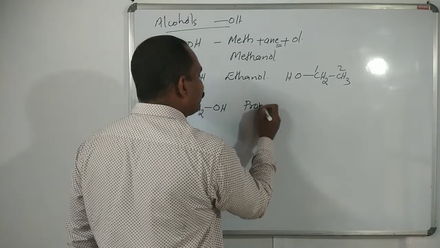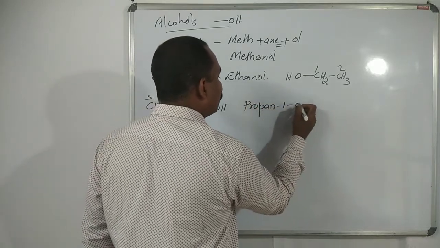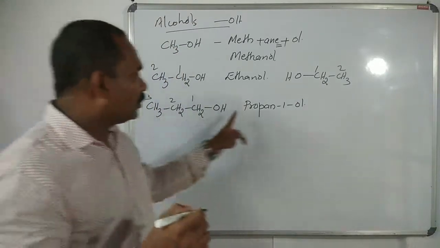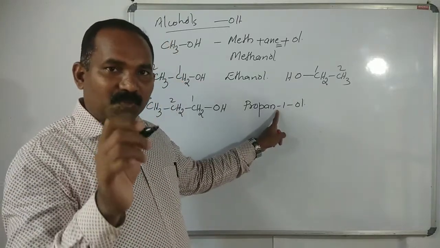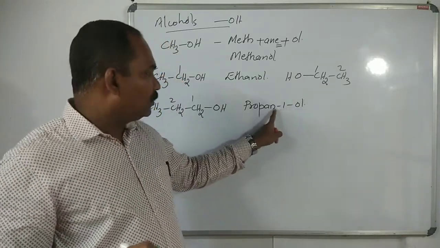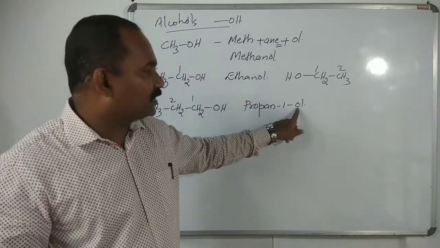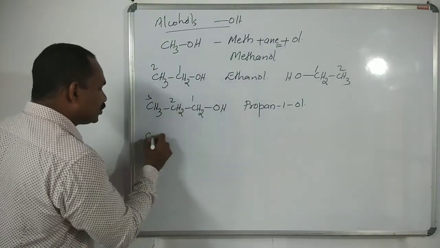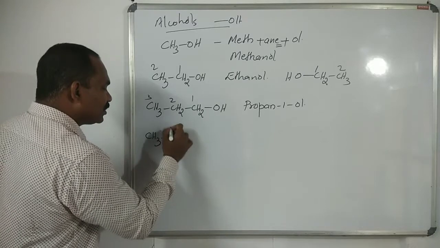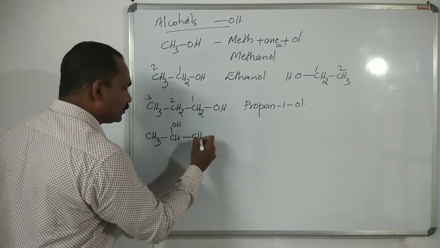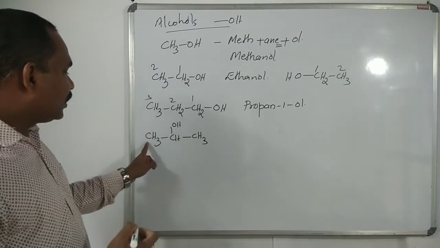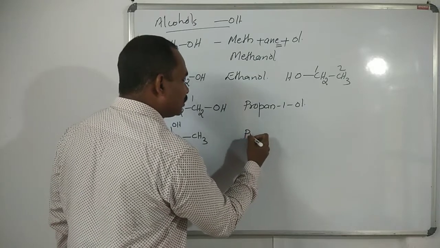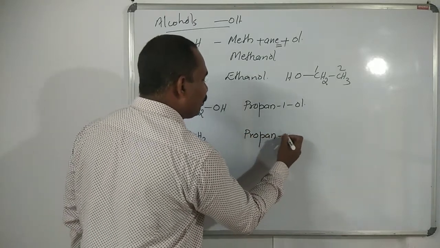This is propan-1-ol. Propane, 1, 2, 3. So propane, first position alcohol group. The e is dropped because the secondary suffix starts with a vowel. Then it has an isomer. That's why we must mention the position. CH3CHOHCH3. The position of the OH group is changed, so that is why it is propan-2-ol.